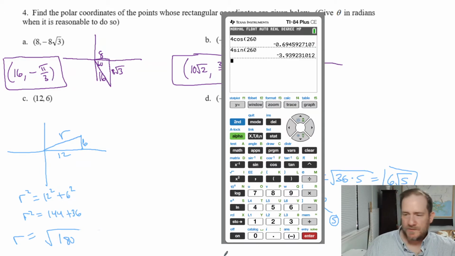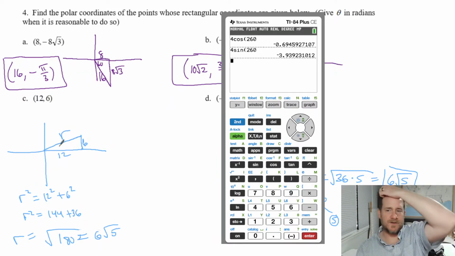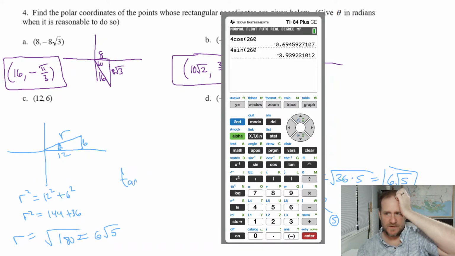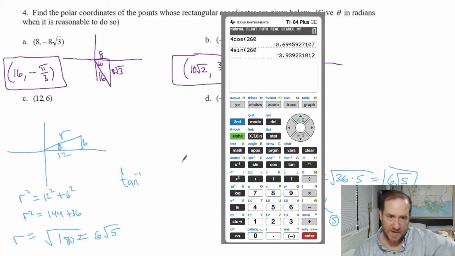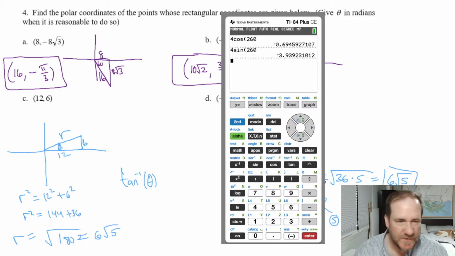Yeah, I do want you to be able to do that. So this radius should really be 6 root 5. What's the angle here? Well, I don't know, but I bet inverse tangent does. Oh man, am I tired? I must be tired or something. Theta equals inverse tangent of 6 over 12.